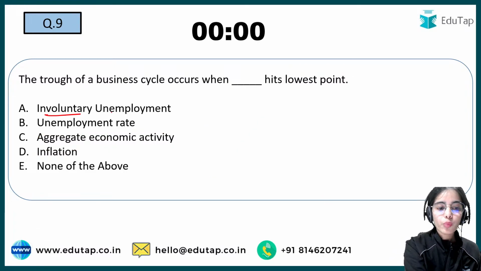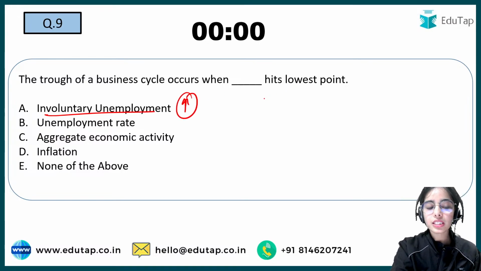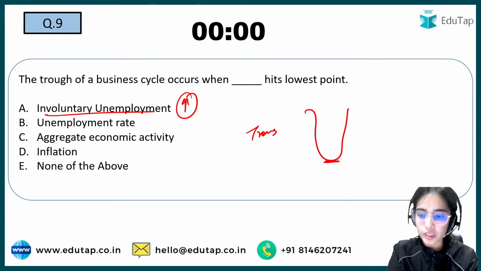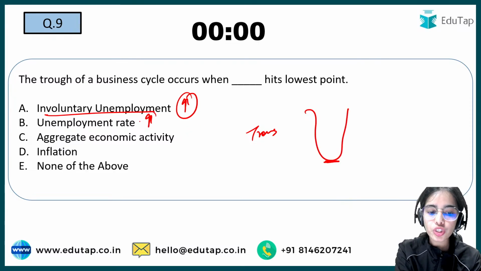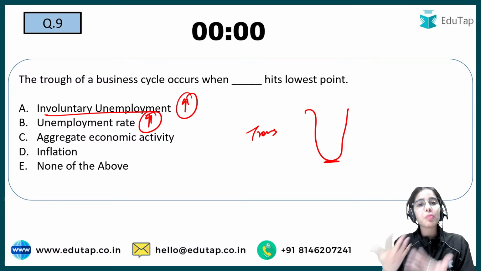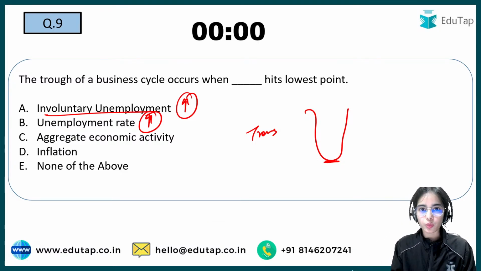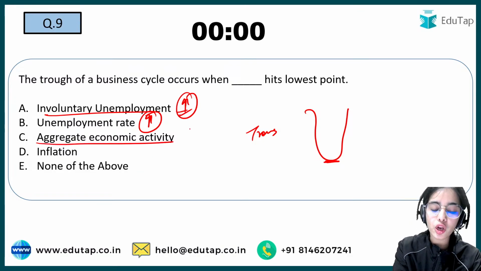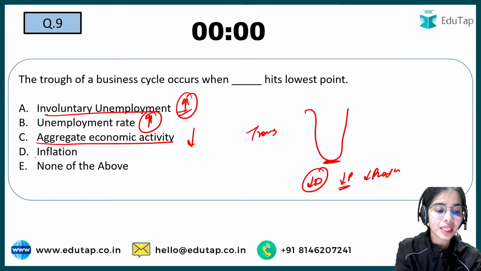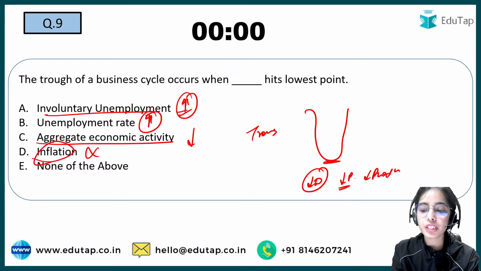Involuntary unemployment is high because, during the trough, the economic activities are at the lowest point. So at this time, there is huge unemployment, huge involuntary unemployment. That means the people are willing to work and able to work, but they are not able to find work. So that is involuntary unemployment. Okay, so that is also high. Aggregate economic activity is at the lowest, the demand is lowest, the prices are at the lowest, the production is at the lowest point. Inflation is not possible during the trough.